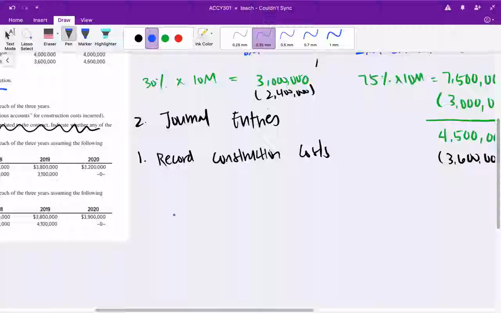And so in this case, I'm just going to do one example for all of them. We're going to stick with 2018 for all these examples. And then basically, the debit account would be construction in progress.